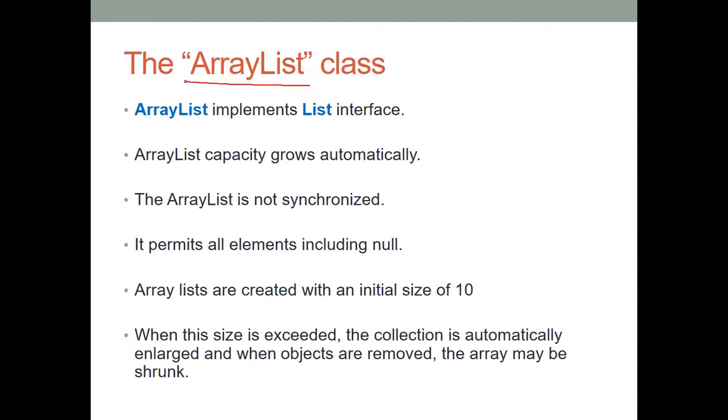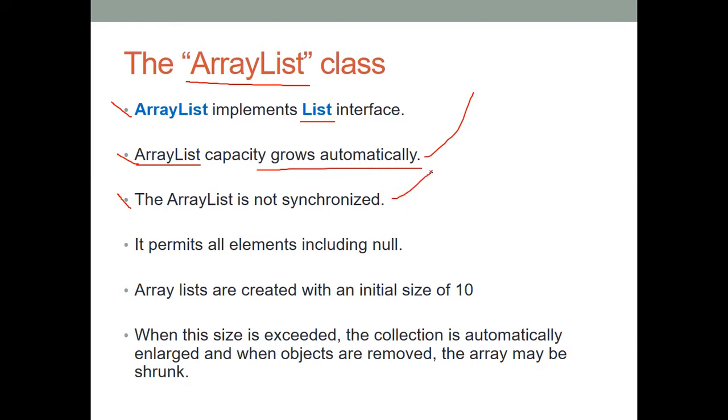Now one of the classes is ArrayList. ArrayList is very important, and I am going to talk about it in depth. ArrayList implements the List interface, as you know already, because ArrayList is a class and this class implements the List interface. ArrayList capacity grows automatically. It's a very good advantage, because arrays have a disadvantage, and ArrayList removes that disadvantage.